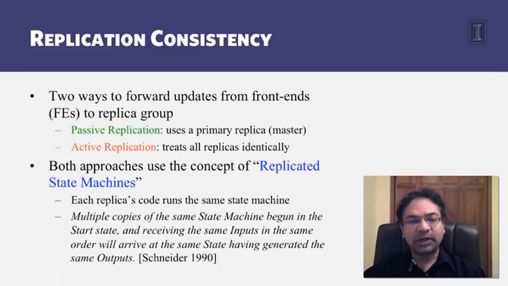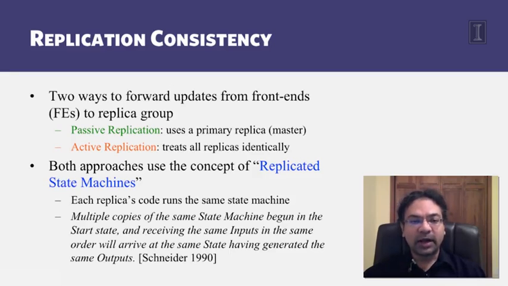Essentially, a replicated state machine says that all the replicas of the given object are running the same state machine or the same code. And when they are given an identical sequence of inputs at each of those replicated state machines, the series of states that those state machines go through is identical. Also, the series of outputs is also identical.